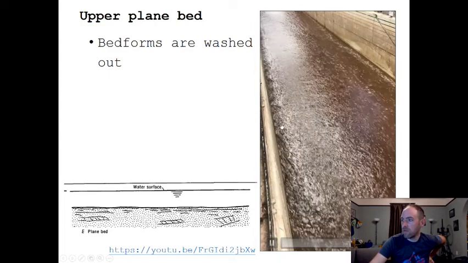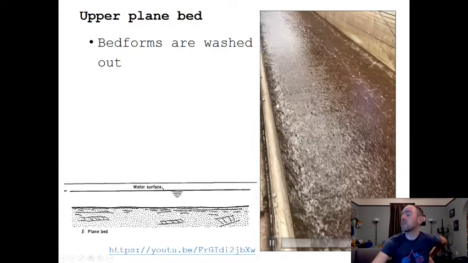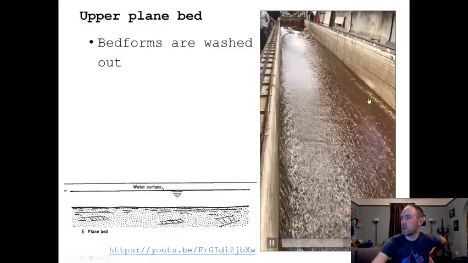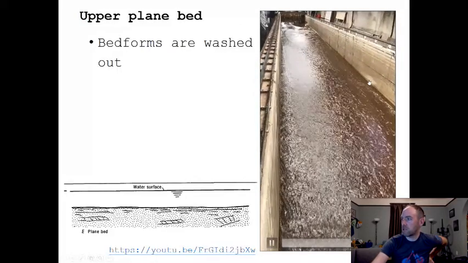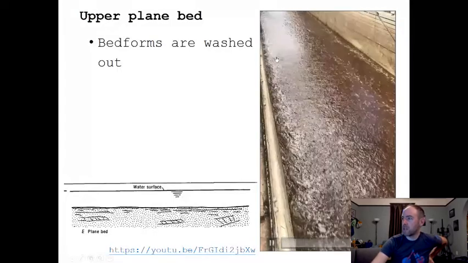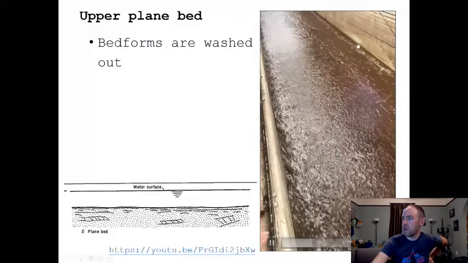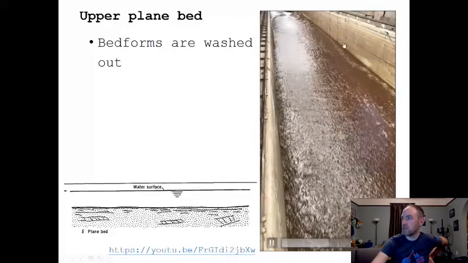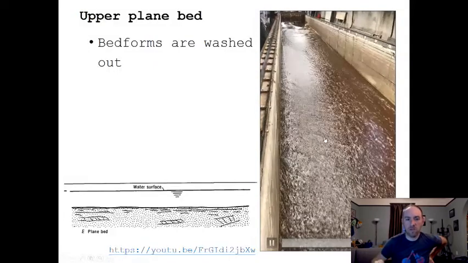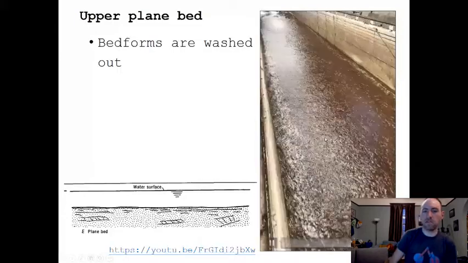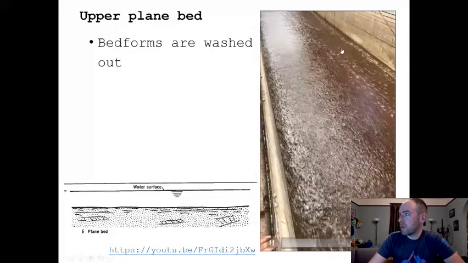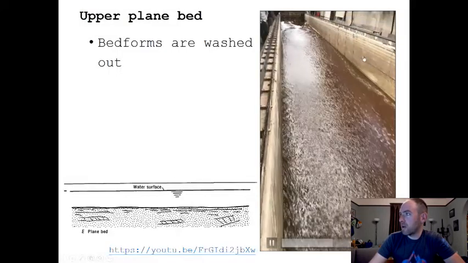And here's a video of this. It's not super stable. It's actually not very easy to get and keep in a flume, but this is a flume channel at the University of Minnesota. It's a video that I took, I guess, 3 summers ago now. Time flies. Of upper stage plane bed in a flume, and you can see that there's relatively low water surface topography, although there's a lot of high frequency topography. That's the turbulence. It's a very highly turbulent condition. This is about, I think, 3 meters wide for scale.